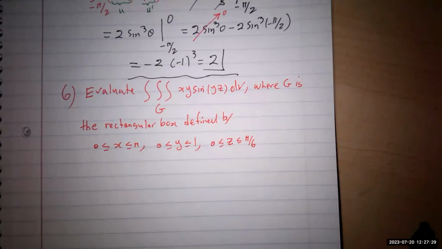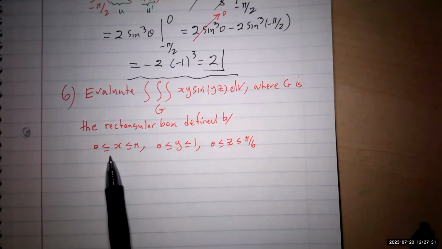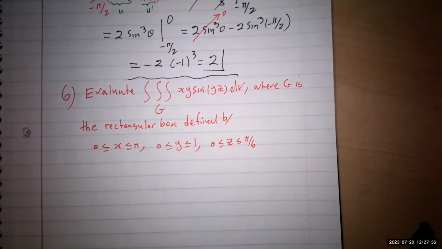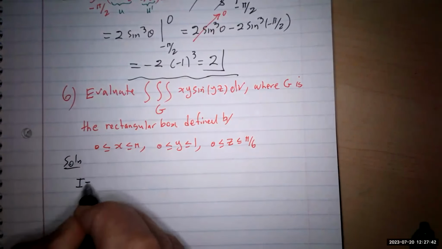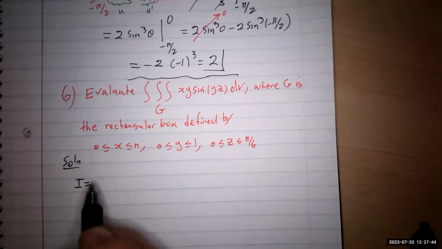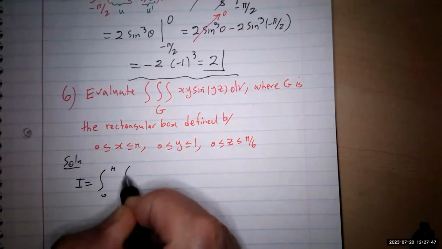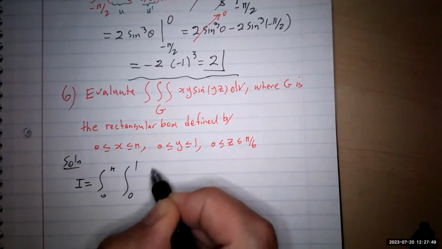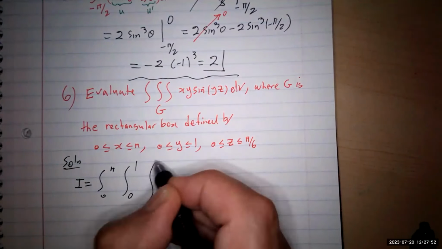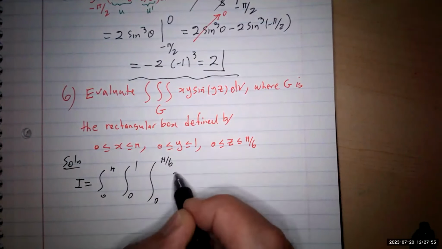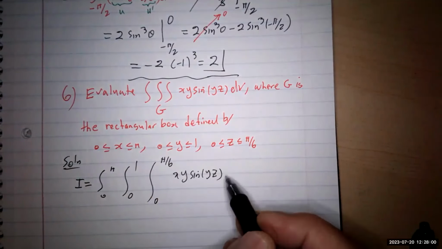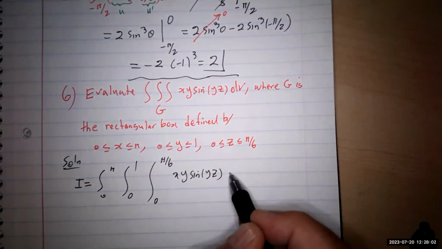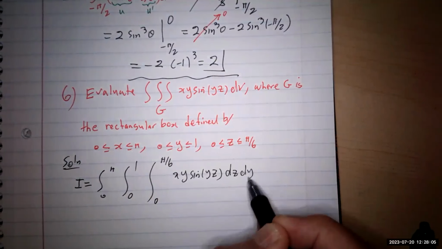Okay, let's set it up. Any question? Are you ready? X is between 0 and pi, y, and the z. So it's a box. So the integral is going to be, solution. So we get a box: x 0 to pi, y 0 to 1, z 0 to pi over 6. And the function xy sine of yz. Okay, with yz, we go with the z first, then z, y, x.